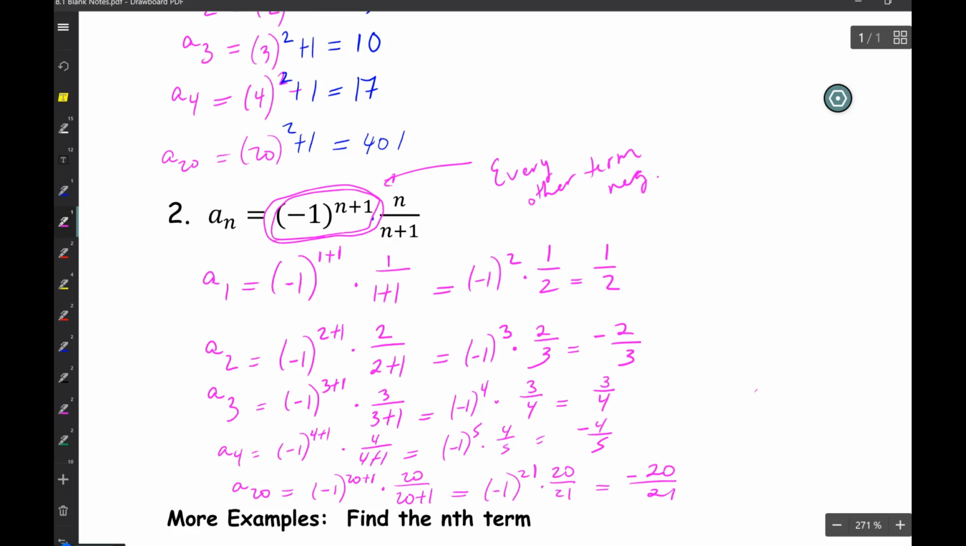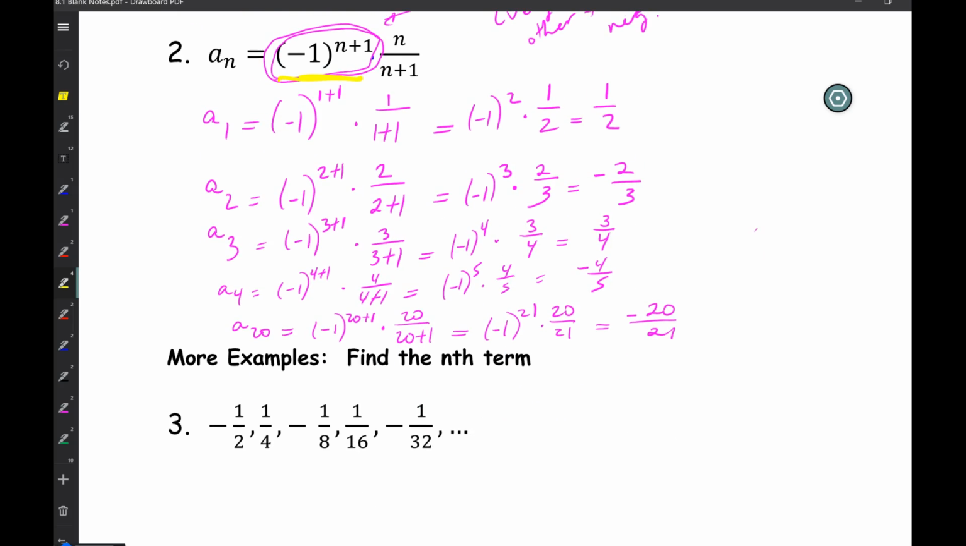negative. It made the first term positive because when we plugged in number 1, it made negative 1 to an even power. And then the next term negative because then it's raised to an odd power. The next one positive because then it's raised to an even power, and the next one negative. That's a really important piece to identify because it's going to show up in quite a few of these patterns. Okay, now with that said, let's move to the very last example.